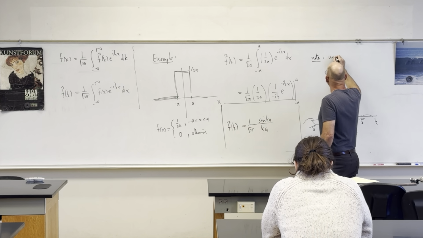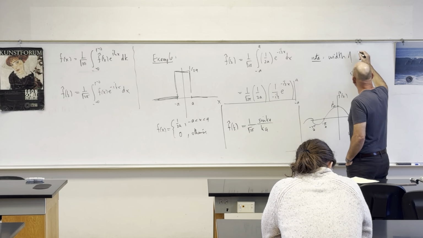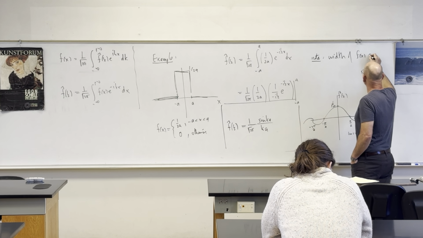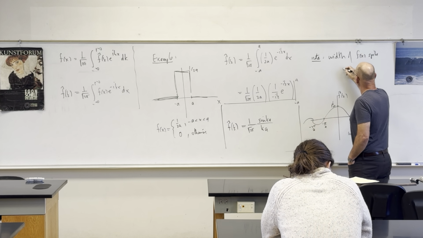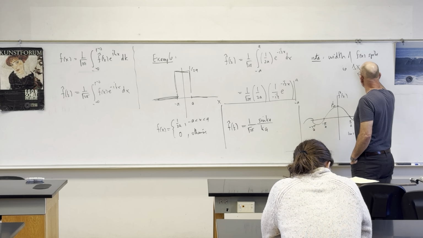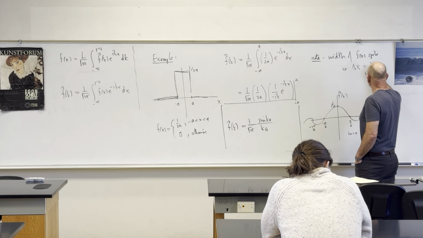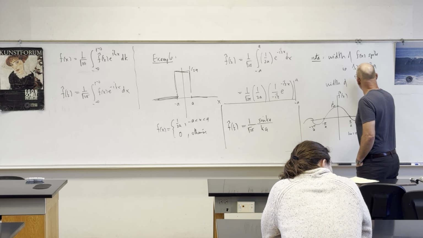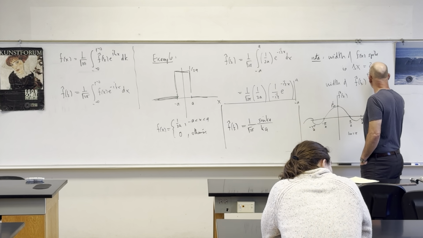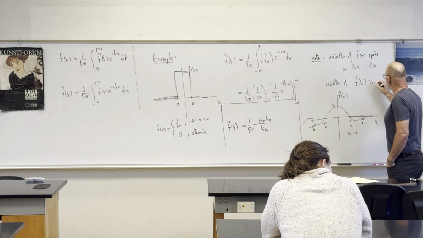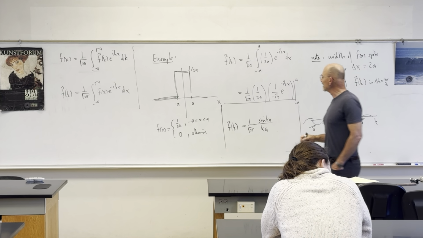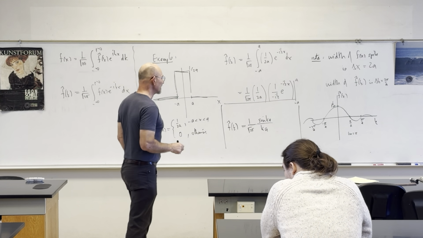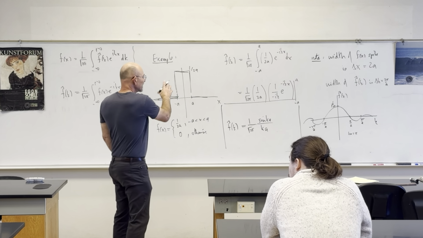Note the width of the f of x spike is, I'm just going to call it delta x equals 2a. The width of f hat of k is delta k equals 2 pi over a. Okay, so you've got that inverse relation that we're going to see again and again. Saw it here first, and this is a perfect example for that.